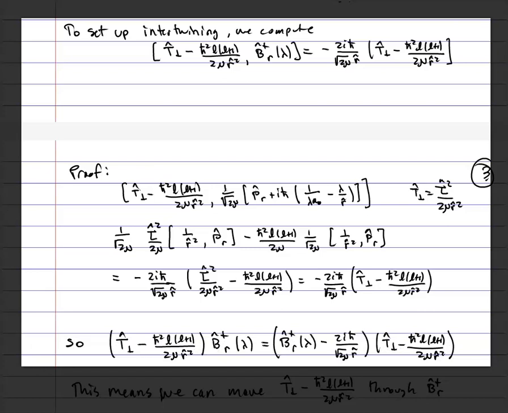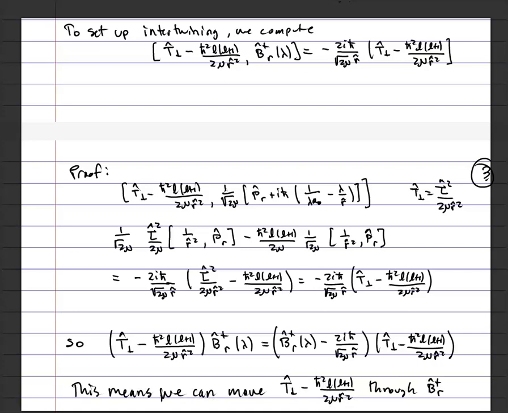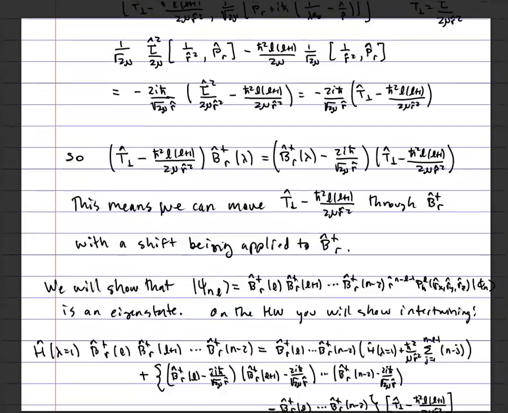And you see now I can factor out the T perpendicular minus ħ squared L times L plus 1 over 2μ r squared. And I find what happens is when the b dagger moves through that term, it shifts the b dagger by minus 2iħ over the square root of 2μ r hat. So now that looks like an intertwining relationship. We can move the T perpendicular minus ħ squared L times L plus 1 through this b dagger r by shifting the b dagger r.